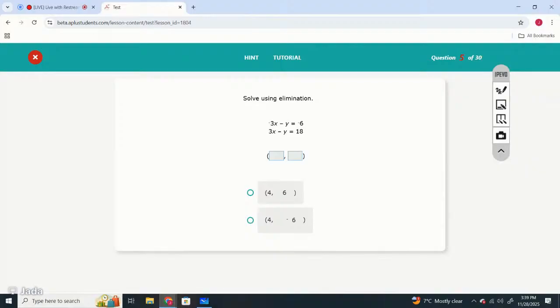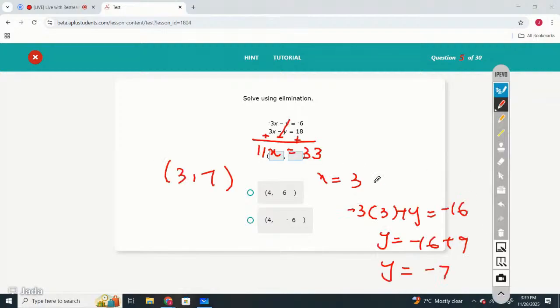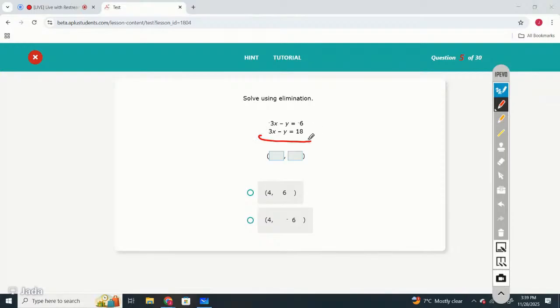Negative 3x minus y equals negative 6 and 3x minus y equals 18. So we need to add both the equations to eliminate the variable y. So y cancels out. Negative 6x is equal to 24. So x equals 4. So replace the variable x with 4 in any of the equations and calculate the value of y.